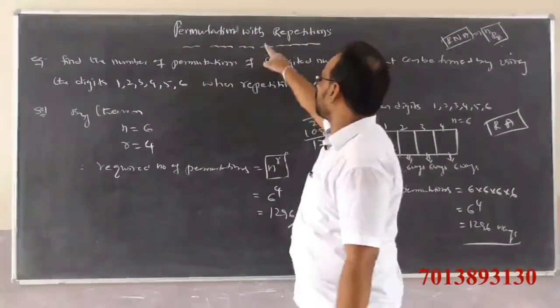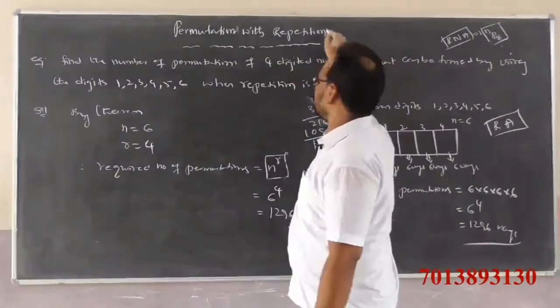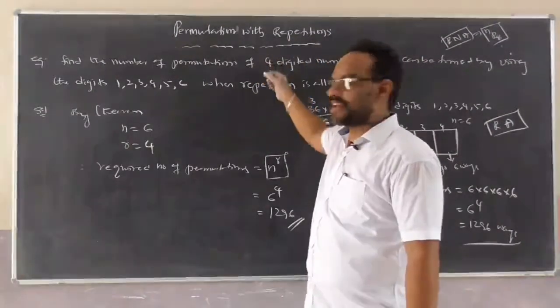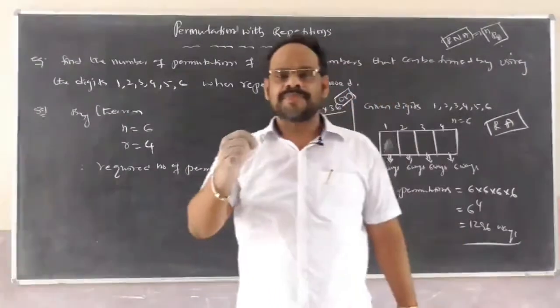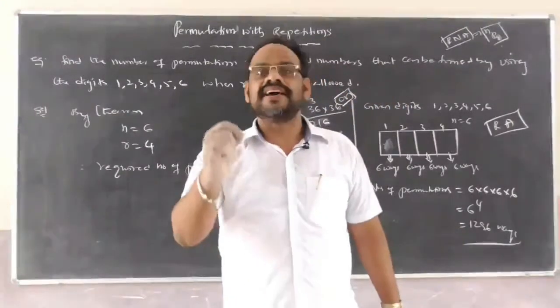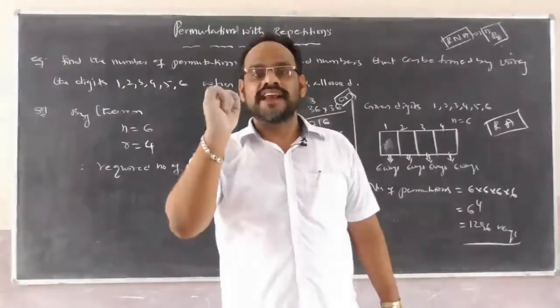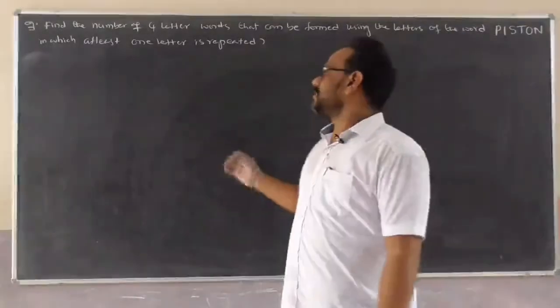We have this chapter, permutations with repetition. So the number of permutations of n different things taken r at a time, if repetition is allowed, is clearly n power r. Observe the second example.